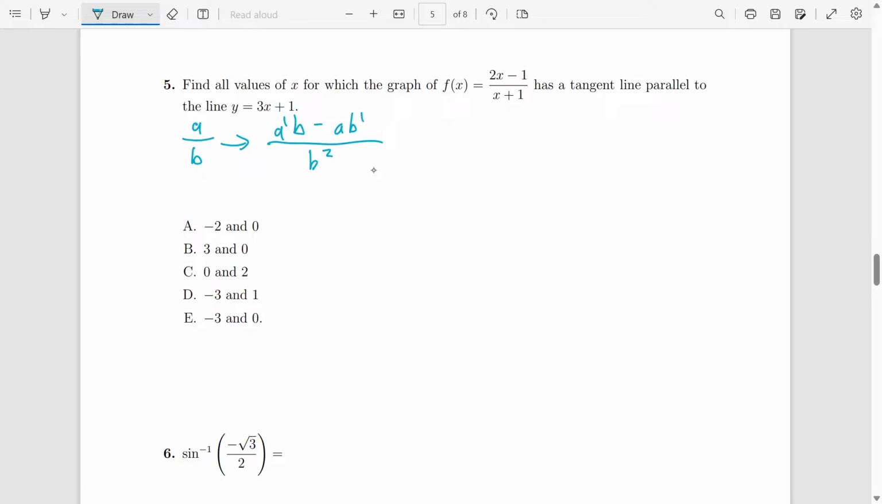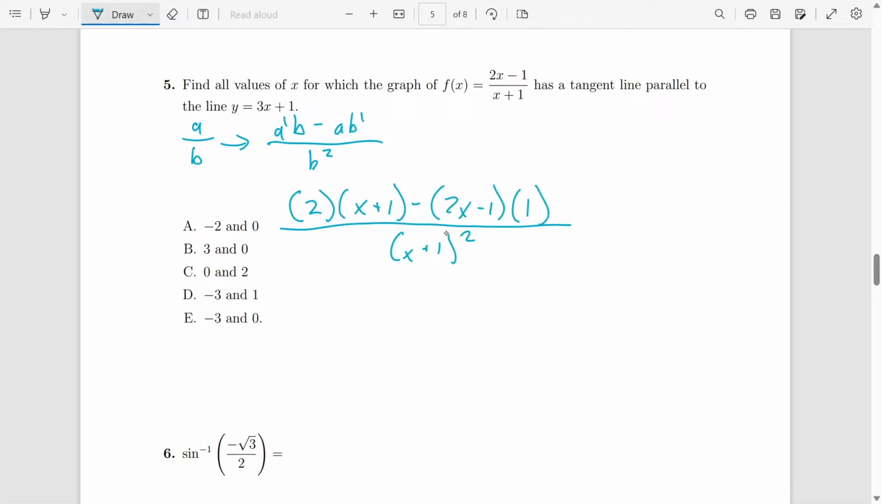So that's good. Now we just got to plug in 2x minus 1 and x plus 1 for a and b. And we're rolling. So derivative of 2x minus 1 is just 2, times x plus 1, minus 2x minus 1 times the derivative of x plus 1, which is just 1, all over x plus 1, squared. So we have this now.